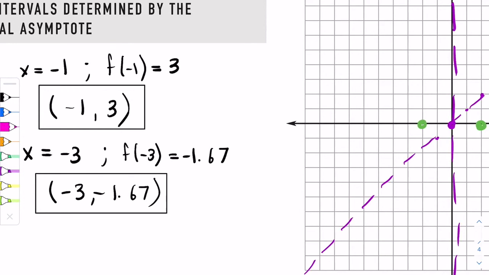So when I plot these, -1, 3 is located right here, and -3, -1.67 is located here. When I sketch the line, it hugs along the asymptotes, never touches or crosses them, and it touches all three of those points in this case.